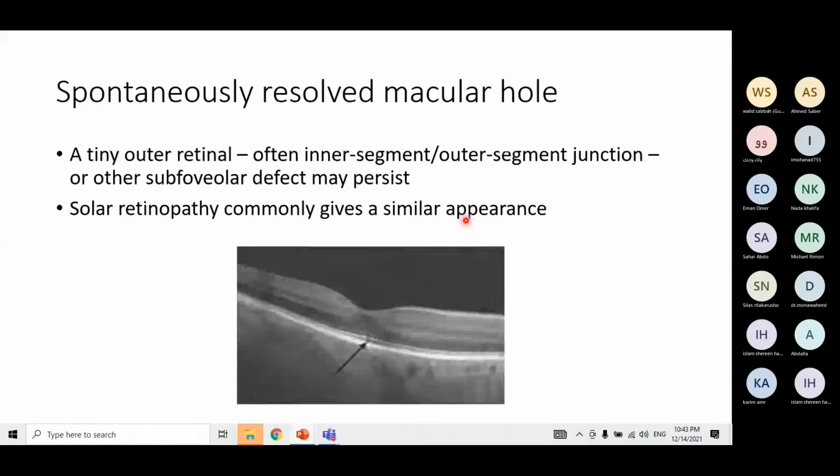Okay. Usually after the macular hole closure, we find that some cases may not regain a complete improvement of the IS/OS junction. So you find what we call an outer lamellar defect like that, which is again similar to solar retinopathy and laser retinopathy. This is called outer lamellar defect, OLD.